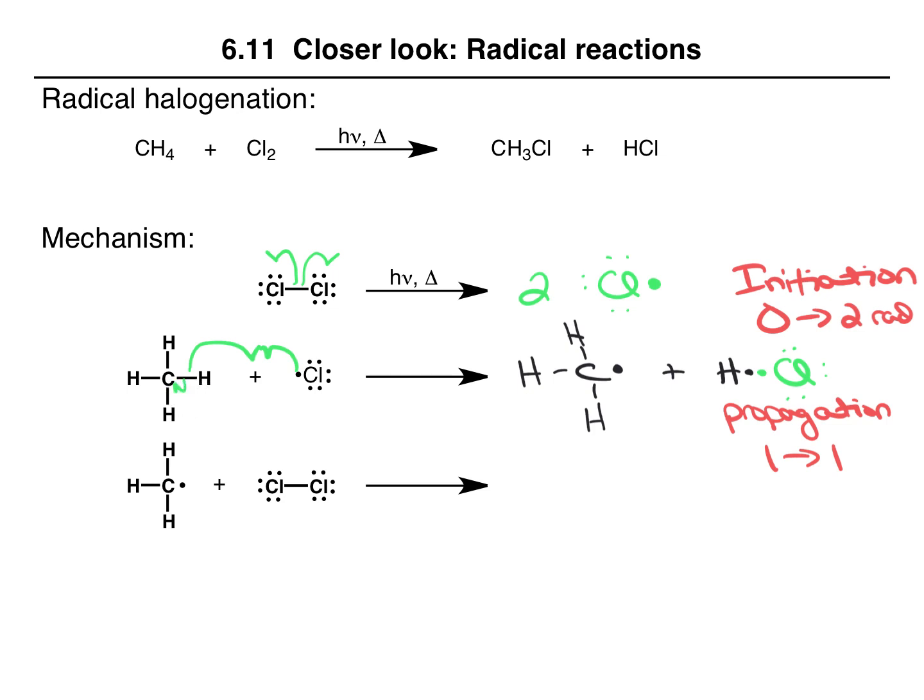Next, we have another step where this methyl radical can bump into a molecule of chlorine and the radical can abstract another atom. So this electron can come together with one of these electrons, and then this electron moves on to the chlorine.